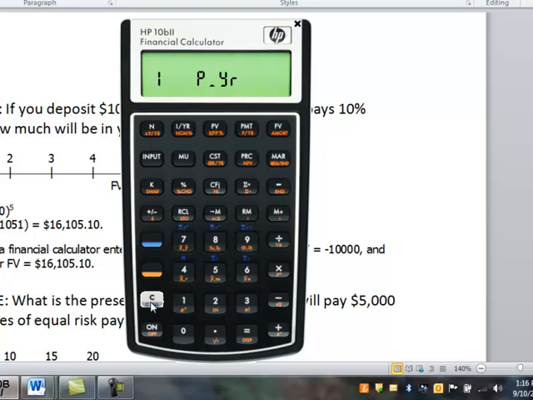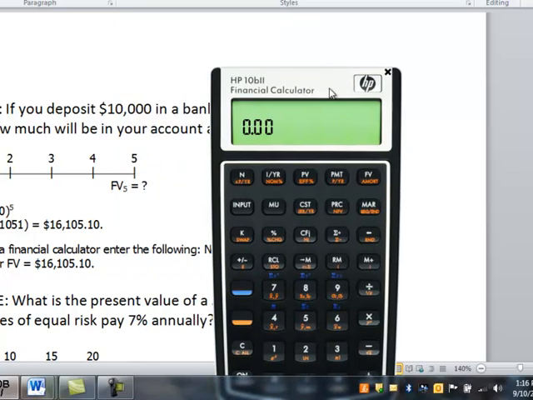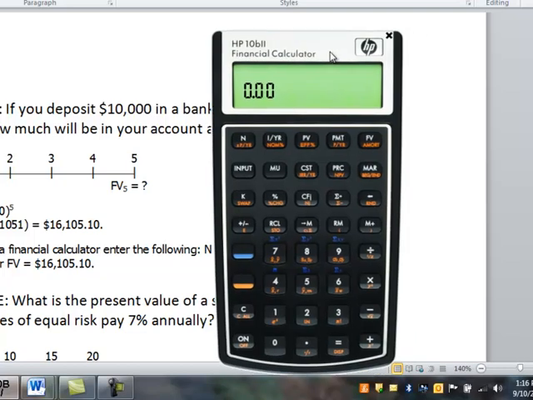The second thing you should do, if you'd like to change the decimal, is hit Shift, Disp, 4. And that will compute all answers to 4 decimals. Since we're solving for money, we'll move it back to 2 decimals. Shift, Disp, 2.